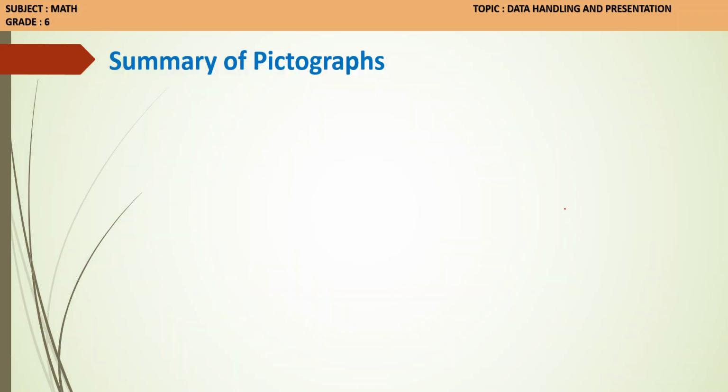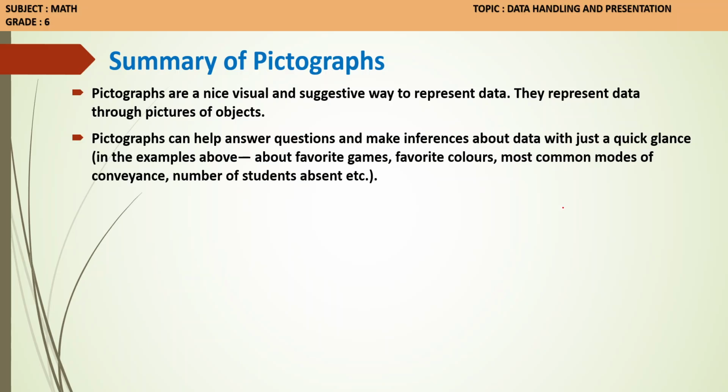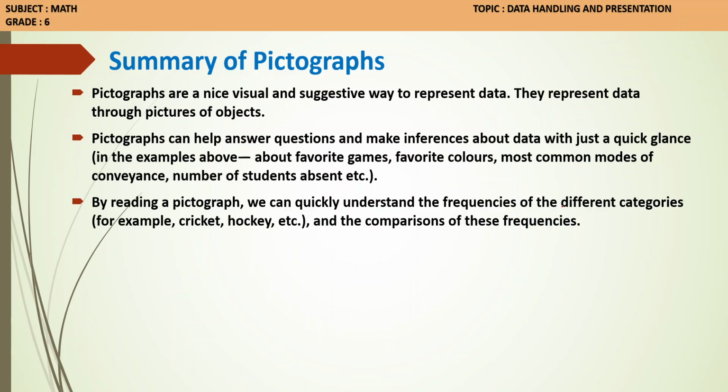Let us see the summary of pictographs. Pictographs are a visual and suggestive way to represent data. They represent data through pictures of objects. Pictographs can help answer questions and make inferences about data with just a quick glance. In the examples above, we saw favorite games, favorite colors, most common modes of conveyance, number of students absent, etc. By reading a pictograph, we can quickly understand the frequencies of the different categories, for example cricket, hockey, and thus compare these frequencies.